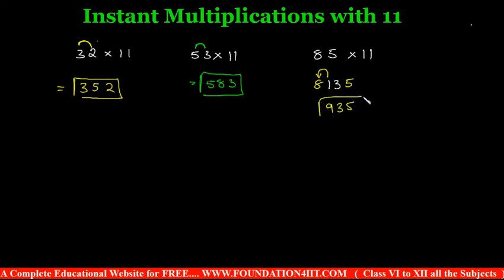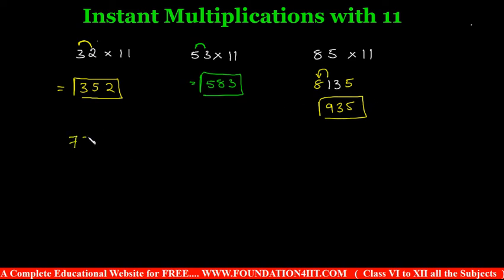935 is the answer for 85 into 11. Keep all this in mind and calculate. 8 plus 5 is 13, right? 1 and 3. So keep 1 in mind, and we can add that 1 to this 8. 935. Right.